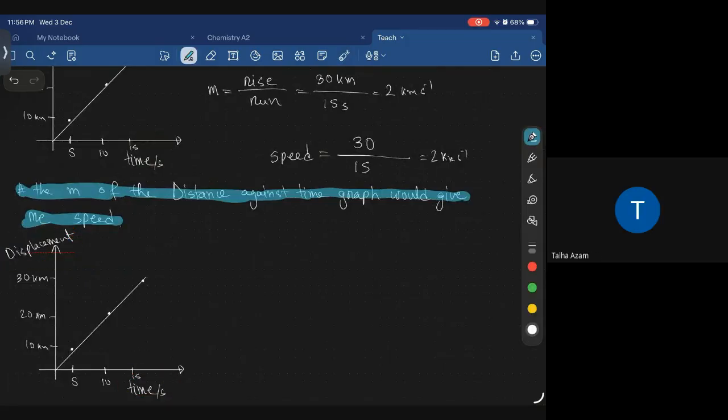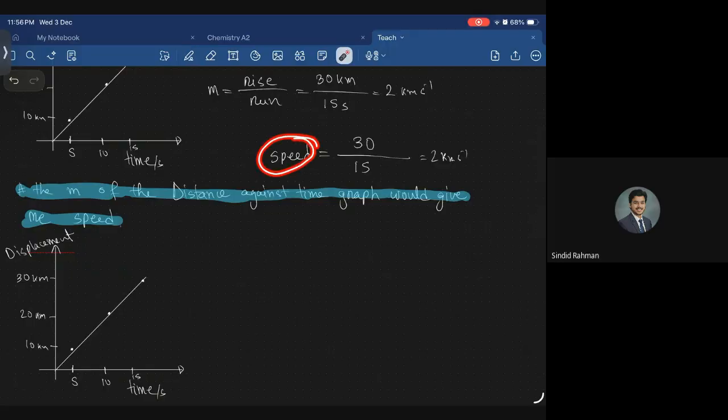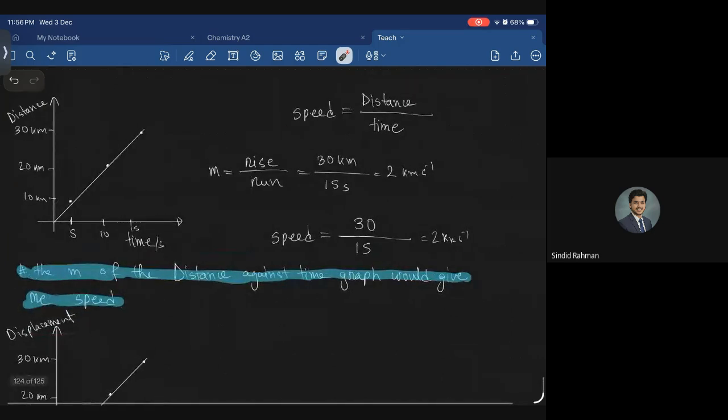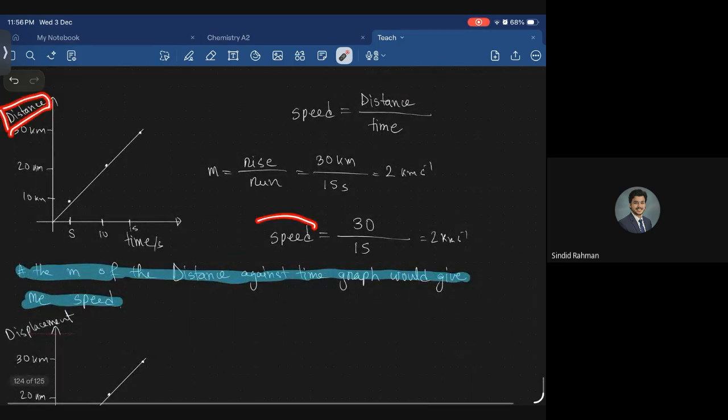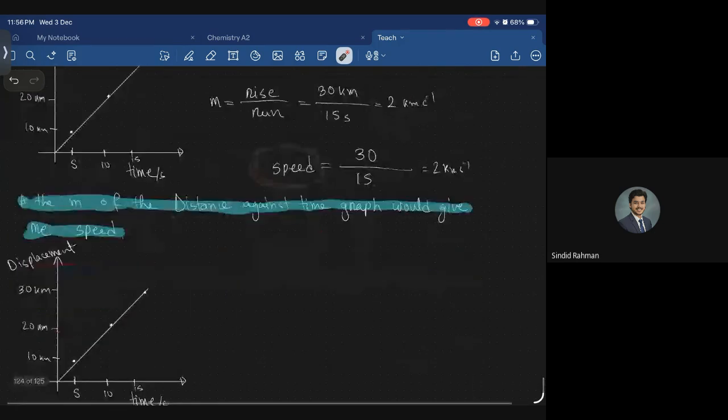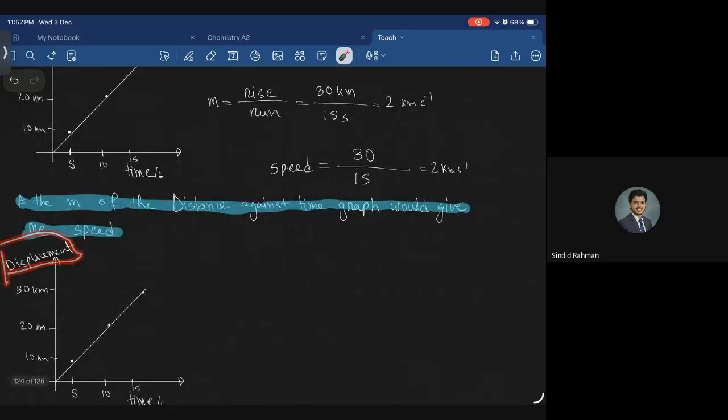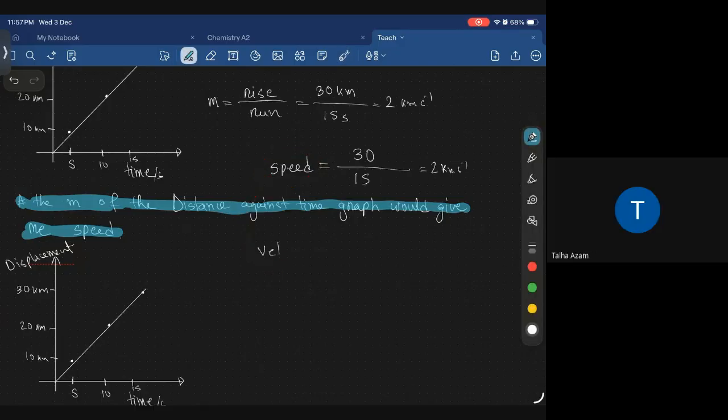Because displacement is the vector quantity of distance and velocity would be the vector quantity of speed. As there was a scalar quantity on the y-axis, we found the scalar quantity speed, and as there is a vector quantity on the y-axis, we can find the vector quantity of speed, which is velocity, right? So this is velocity, and velocity would give me the exact 30 over 15, which is 2 kilometer per second. That is the velocity we can find.